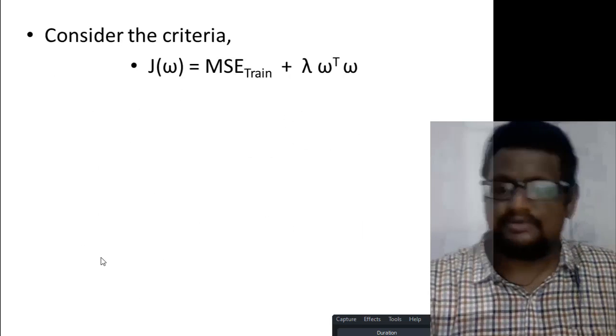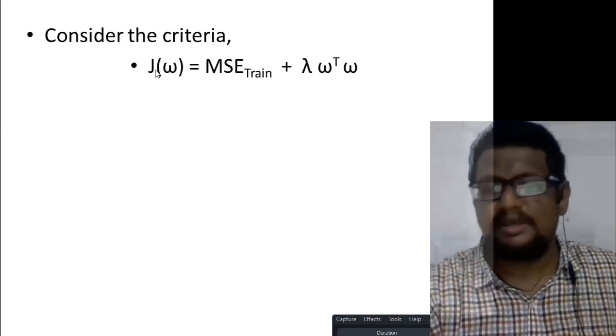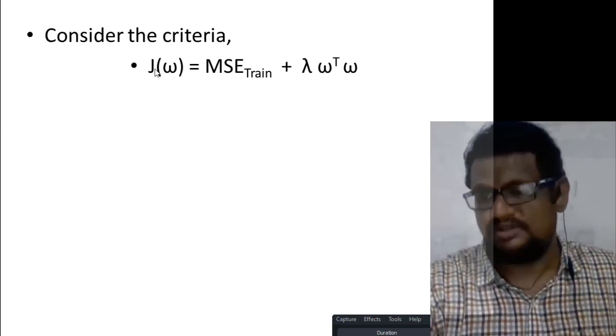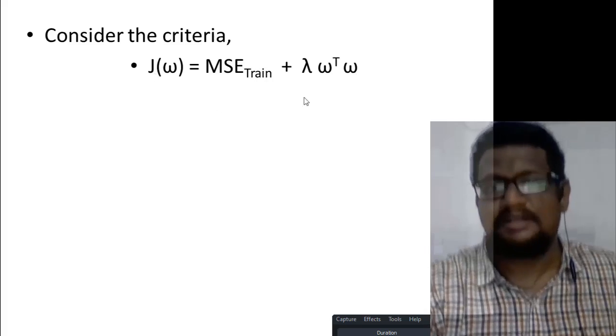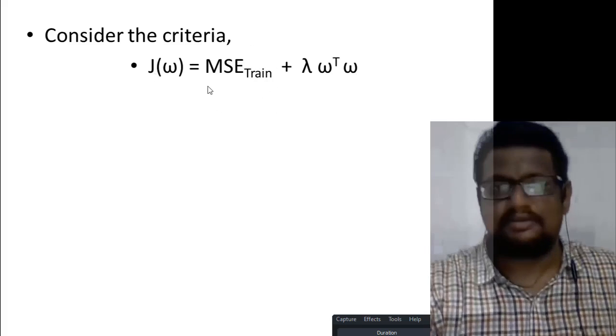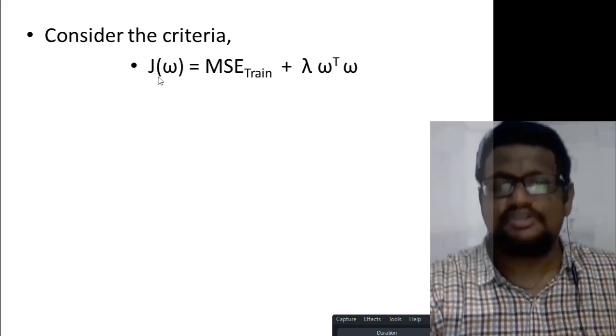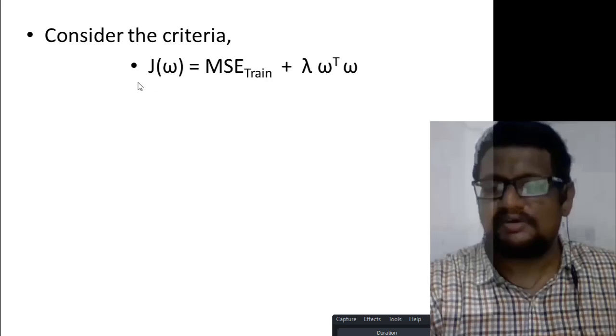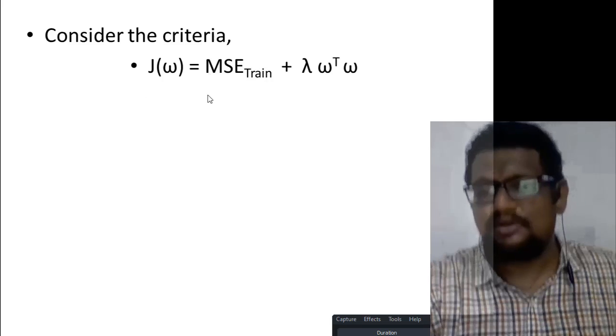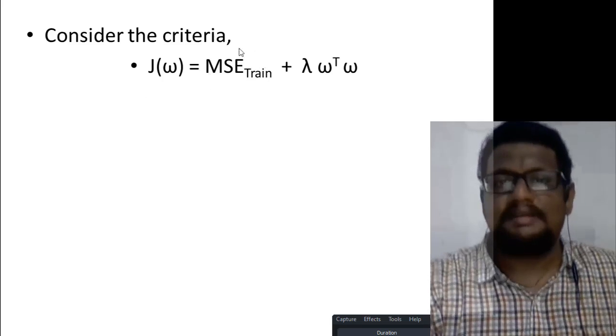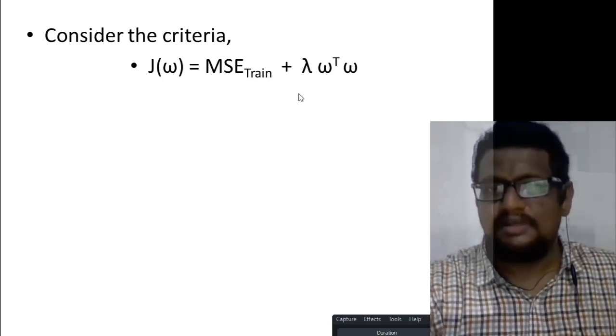Coming to the formula, J of omega is the objective function that has to be minimized. The objective function has two criteria, the first being minimization of the mean square error. So let us assume that we want to minimize this objective function: the mean square error should be reduced so that it fits the training data. And this term also has to be reduced.